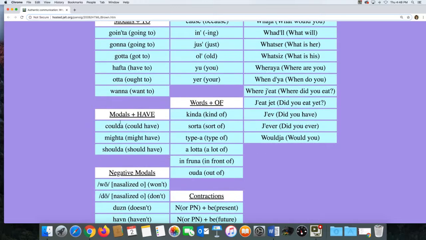So this is modals plus have. So could, might, should, things that predict the future. Could have, might have, should have, things that you wish you had done differently. So could have becomes coulda. Might have becomes mighta. Should have becomes shoulda. Okay, so coulda, mighta, shoulda.